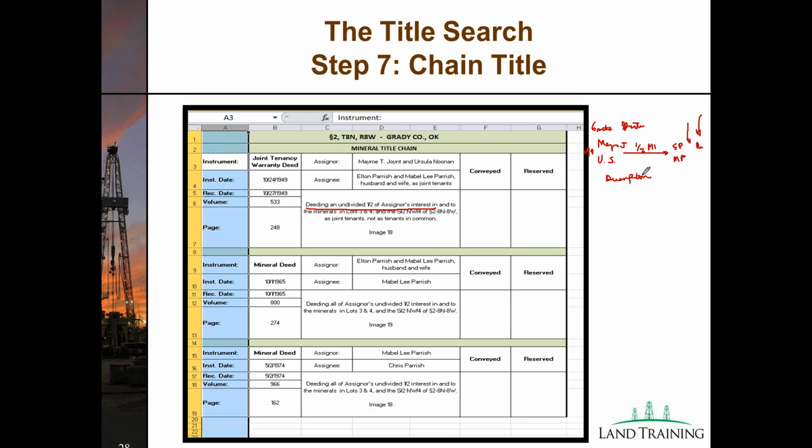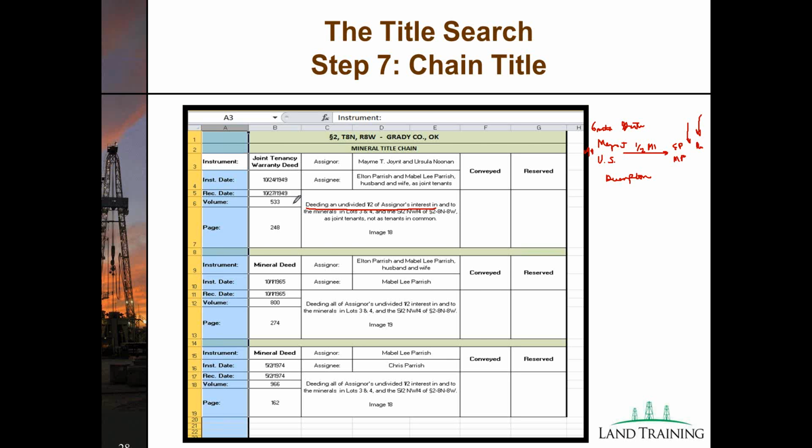And that's how I do the chain of title. But this person, you can see, is much more sophisticated. They have the instrument name, the instrument date, the recording date, the volume. I have all that information on mine as well, but it's not an Excel spreadsheet. And what you're trying to do is write all this information down so that you can go back and figure out who the owner of the property is.